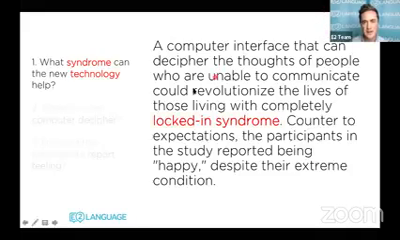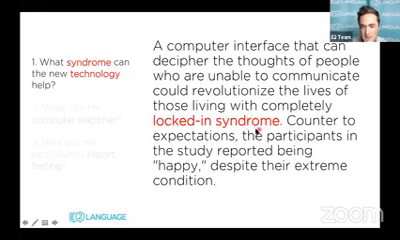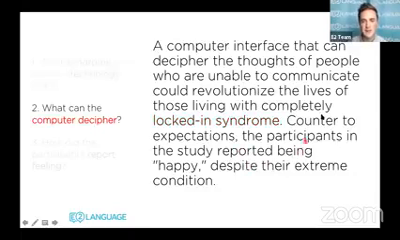Let's have a look. So the answer is, what syndrome can the new technology help? I'm going to scan read the text, and I found the word syndrome, locked-in syndrome. That's the type of syndrome. Let's do number 2. What can the computer decipher?